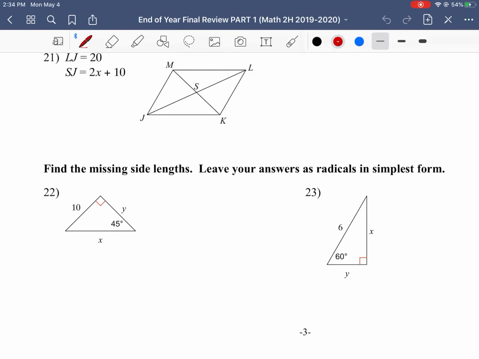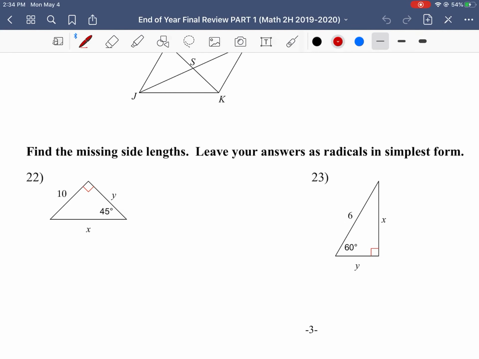The last two questions on the review are honors content, so I'm covering them just in this separate video. These two relate to the special case triangles. So again, you can use SOHCAHTOA on these if you want to find x or y one at a time, or you can recognize it's a special case triangle.